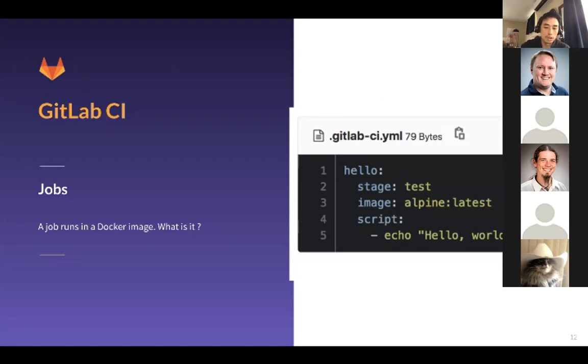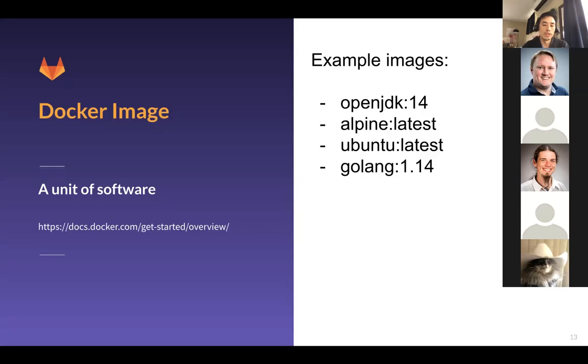So the image attribute defines the Docker image that you want to run the script in. So what is a Docker image? Well, a Docker image is basically a unit of software. It defines all the dependencies and all the software that you need to run your script. It actually not just defines, but already has those things within the image. So think of it as a lightweight operating system.